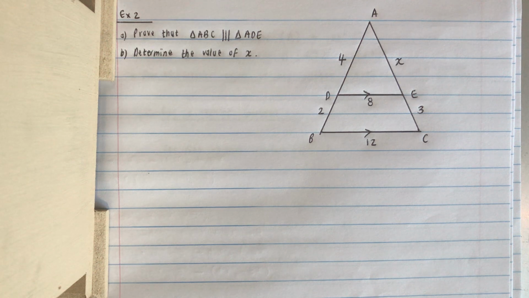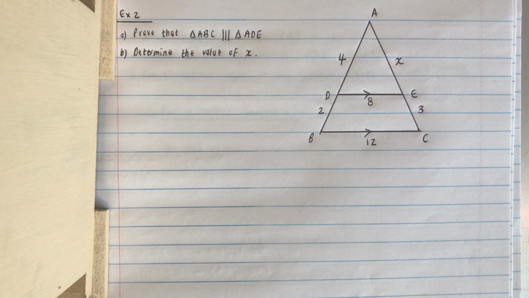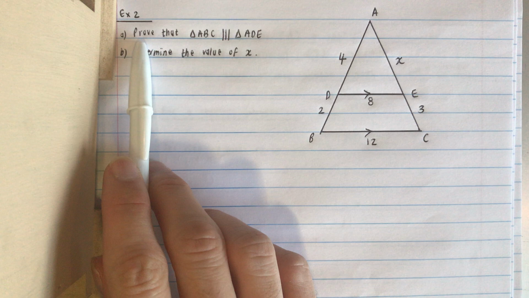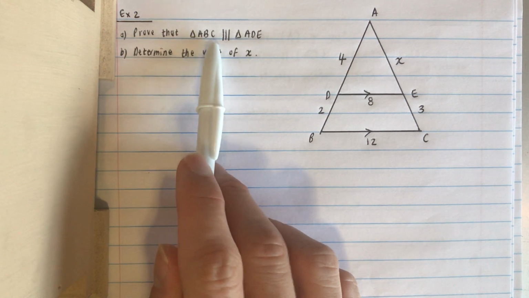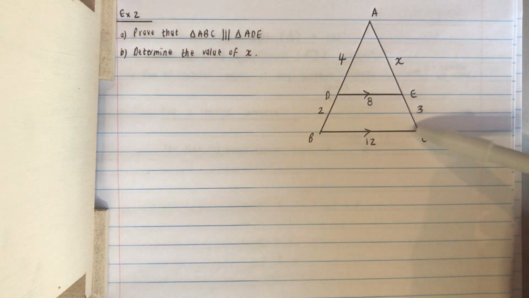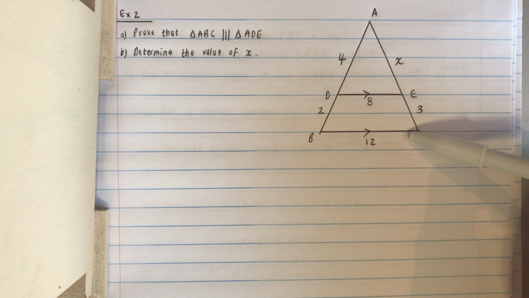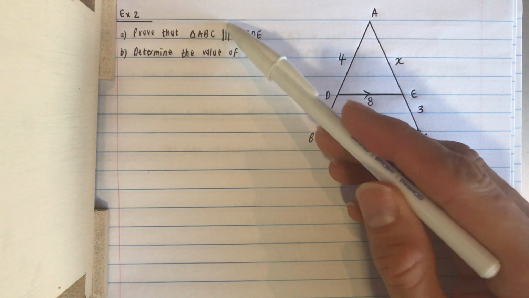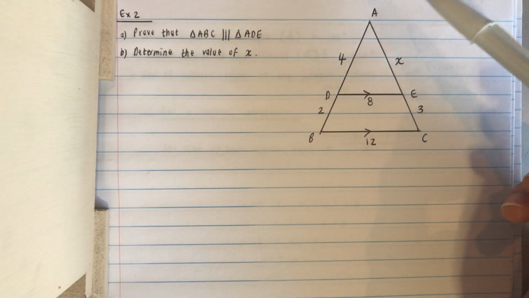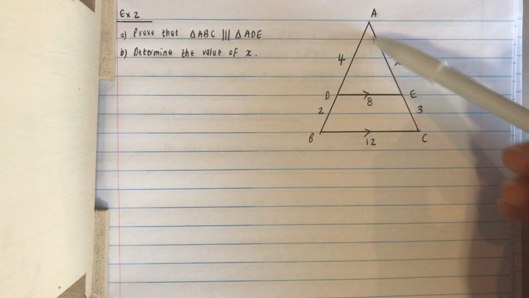This is a video where we're going to make use of similarity. As you can see, we have a triangle, but inside the triangle we have another triangle, and we need to prove that the two triangles are similar. So what I mean is the question says prove that triangle ABC, which is the big one, can you see here, ABC, we need to prove that it's similar. That's the similarity symbol, similar to triangle ADE, which is this one here, the smaller one.